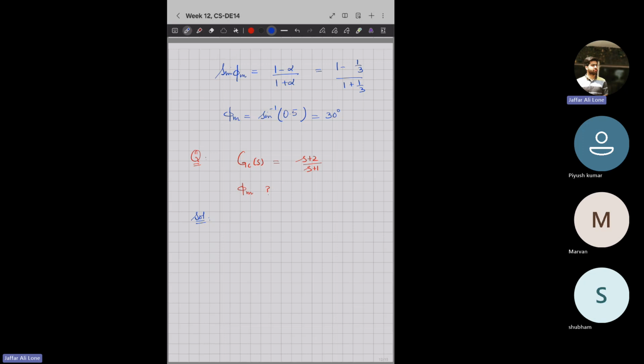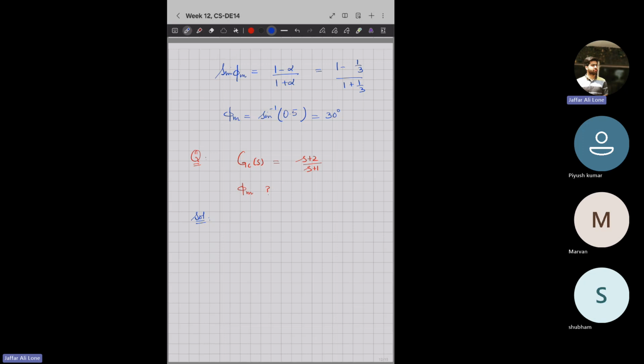The transfer function remains the same. Just alpha and beta will actually vary. Alpha will be less than 1 for a lead compensator. For a lag compensator, alpha will be greater than 1, which sometimes people call beta, which is 1 by alpha, that will be greater than 1. Okay. So now tell me, is it a lead compensator or a lag compensator?